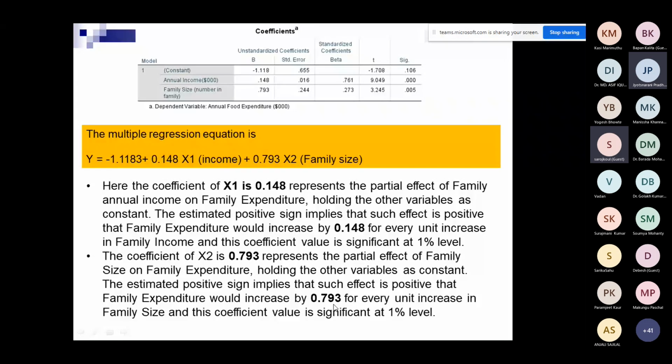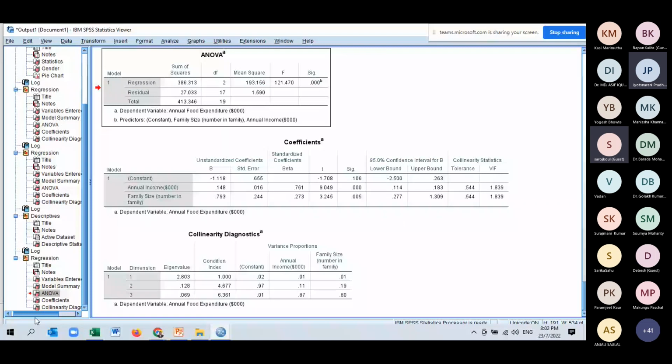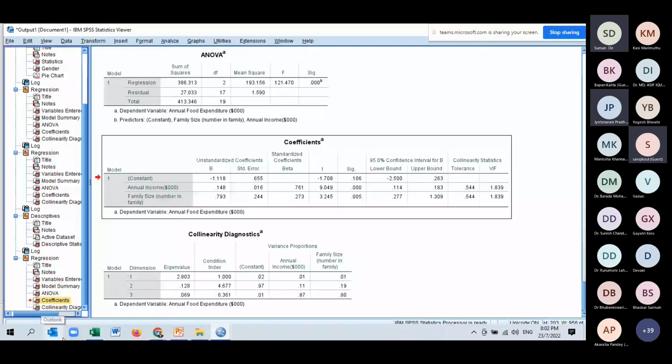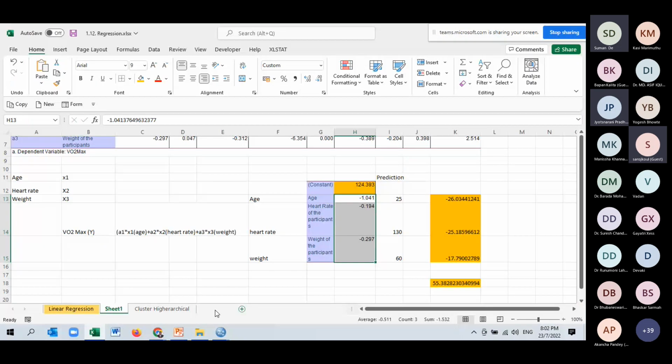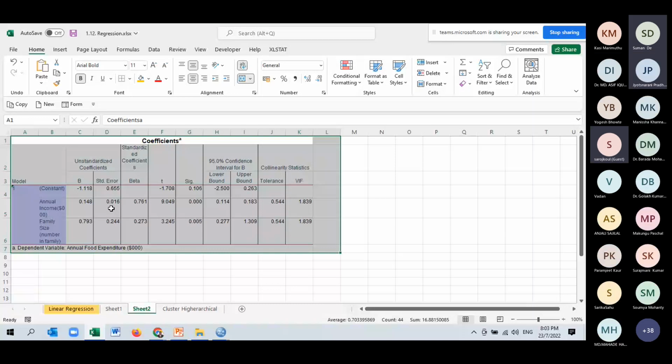Now, shall we calculate the family expenditure? What do you need to do? Go to SPSS. Copy this coefficient table. Go to Excel. Paste it here. Copy this and paste the summary here. Easy.